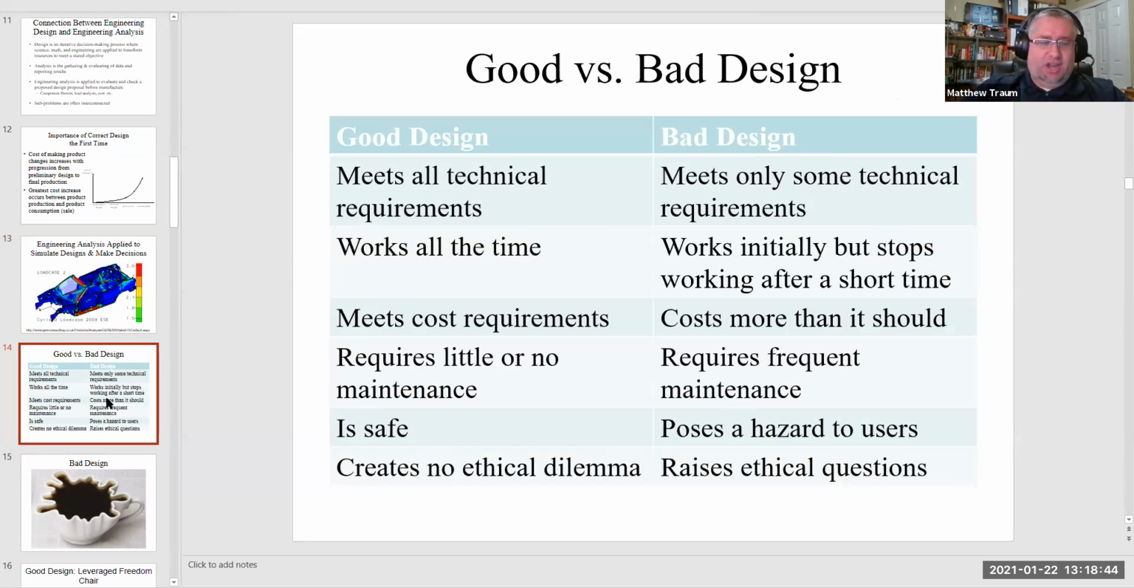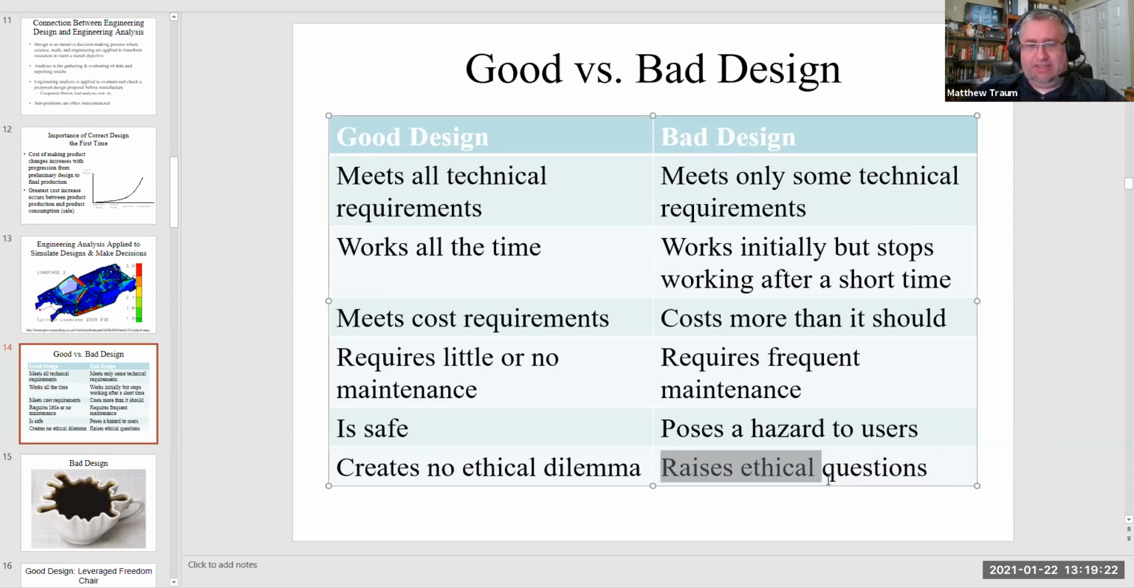Okay, so this is just a summary then of good design versus bad design, and a lot of this is common sense. But good design meets all requirements. Bad design does not. Good design works. Bad design works sometimes, but stops working after a short time. Good design is in budget. Bad design goes out of budget. Good design operates with little maintenance. Bad design requires frequent maintenance. Good design is safe. Bad design poses hazards to the users. And good design operates without any ethical dilemmas, whereas bad design raises ethical questions.